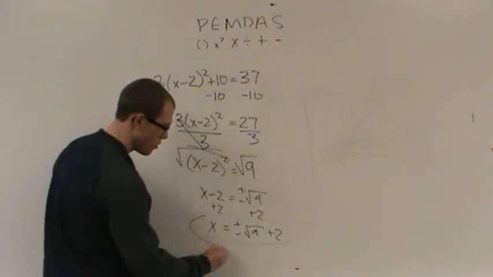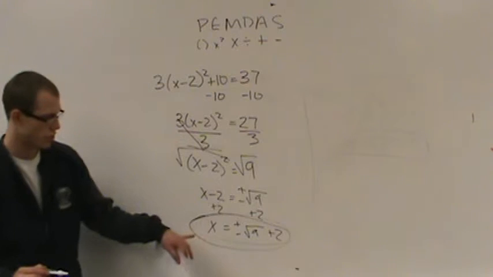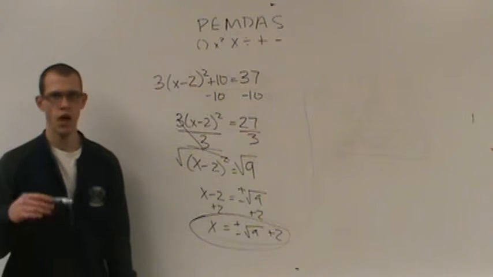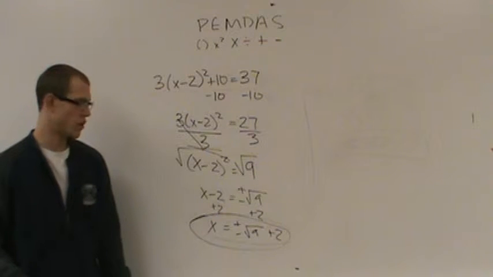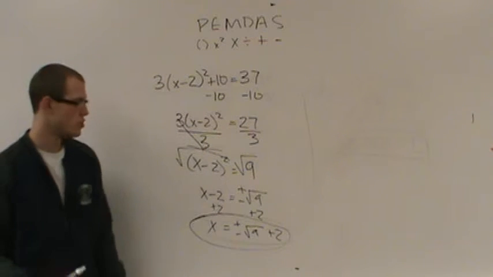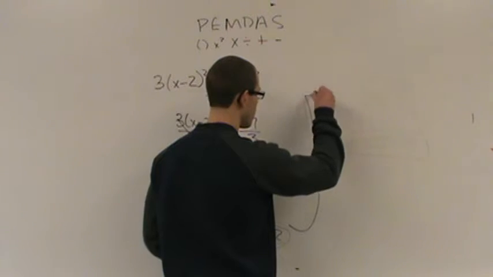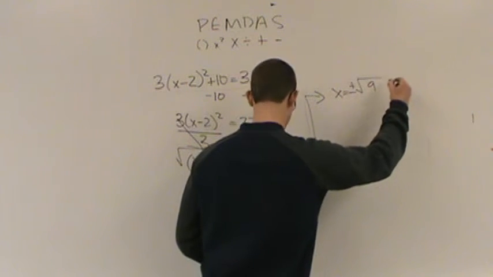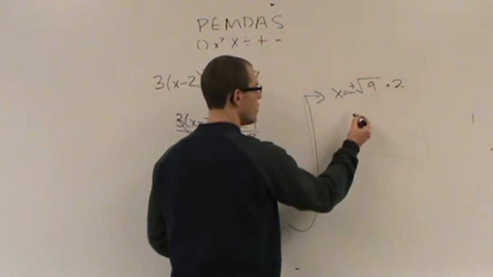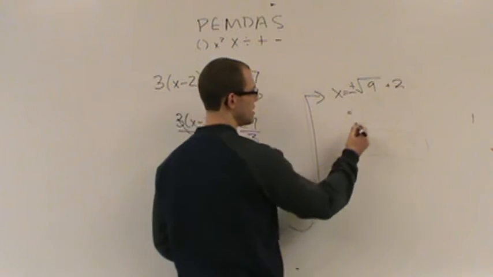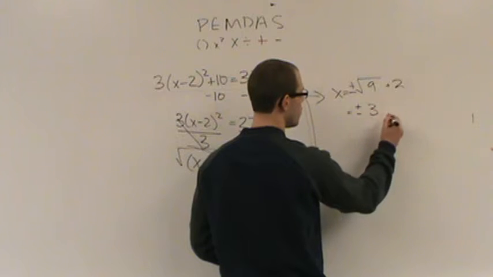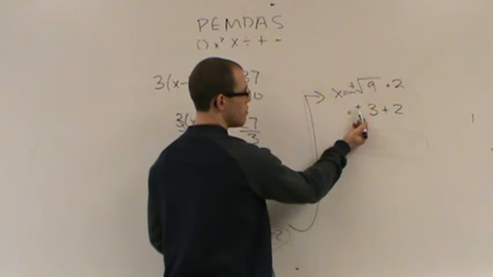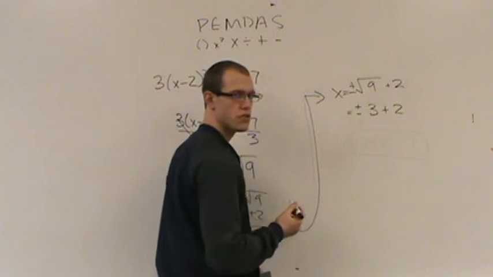Now, we have our answer right here. However, can you simplify the radical in this problem? Actually, it's pretty simple. Square root of 9, that's 3. So I'm going to draw my arrow up here and rewrite my problem. X equals plus or minus the square root of 9 plus 2. The square root of 9 simplifies to simply 3. So I have my plus or minus 3 plus 2.